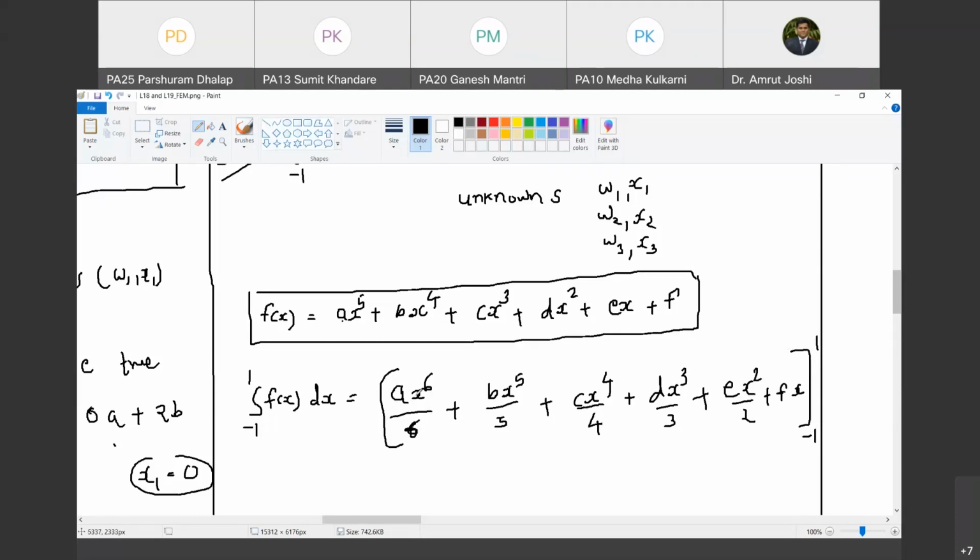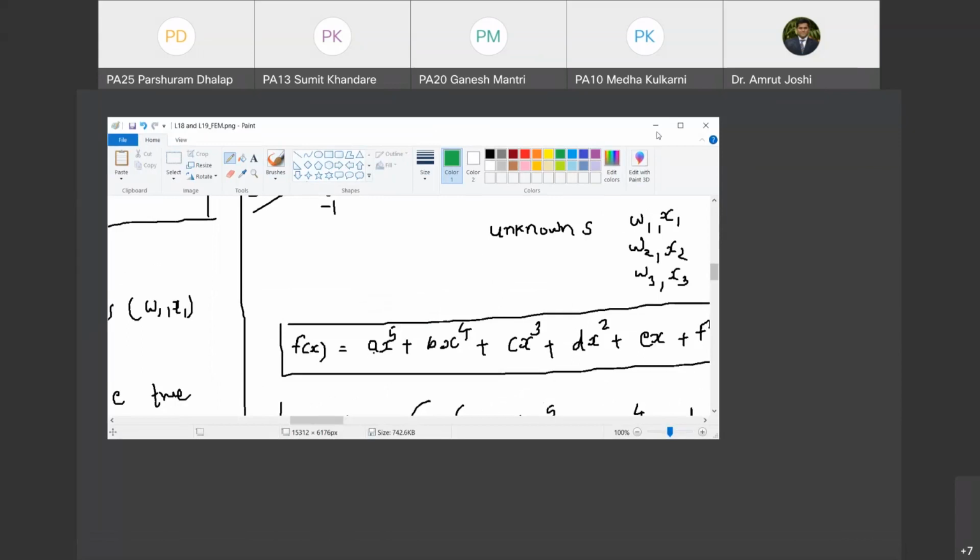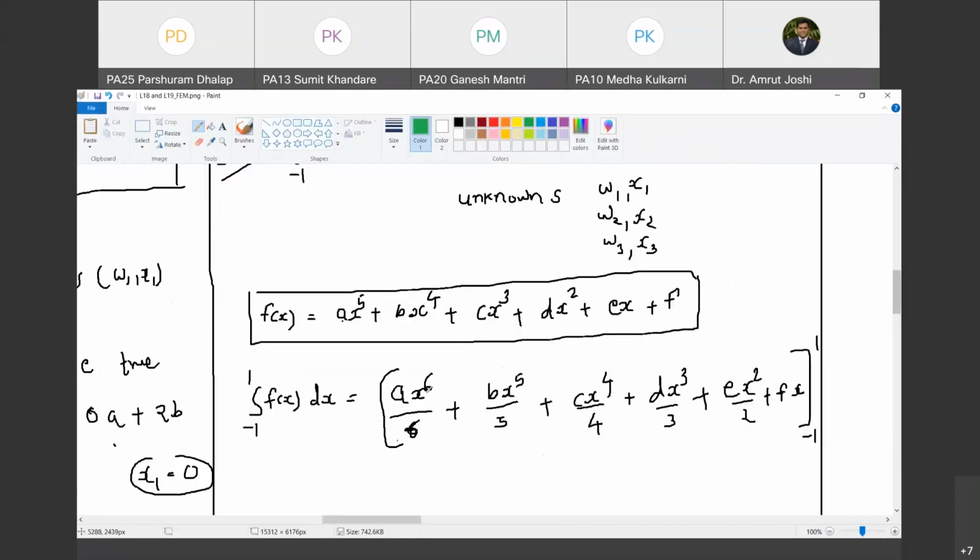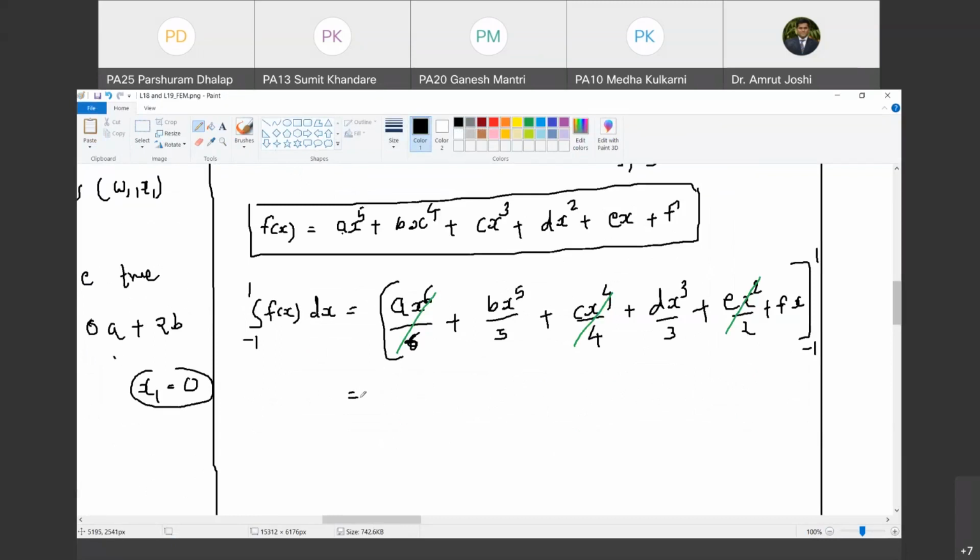Because if I substitute x raised to 6, 1 raised to 6 is 1, -1 raised to 6 also is 1. So you will have a by 6 minus a by 6. So that is going to vanish. Yes, sir. So let me scratch out all the terms that are going to vanish. This term vanishes. This term is going to vanish. This term is going to vanish. However, all odd power terms will become double.